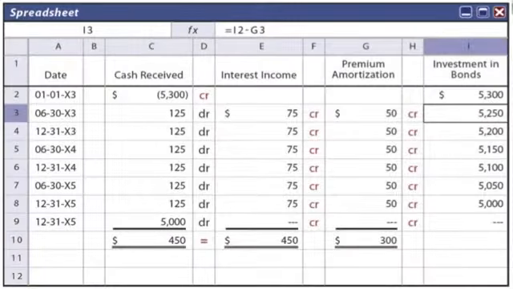Here's a spreadsheet that's also repeated in the textbook. It reveals the cash flow and the activity for each payment. We initially had $5,300 of cash going out. We had $125 coming in and $5,000 at maturity. So the net change in cash corresponds to the total interest income, where we recognize $75 at each interest payment date. The difference is our premium amortization, which is offset against the investment account, reflecting the decline in investment.